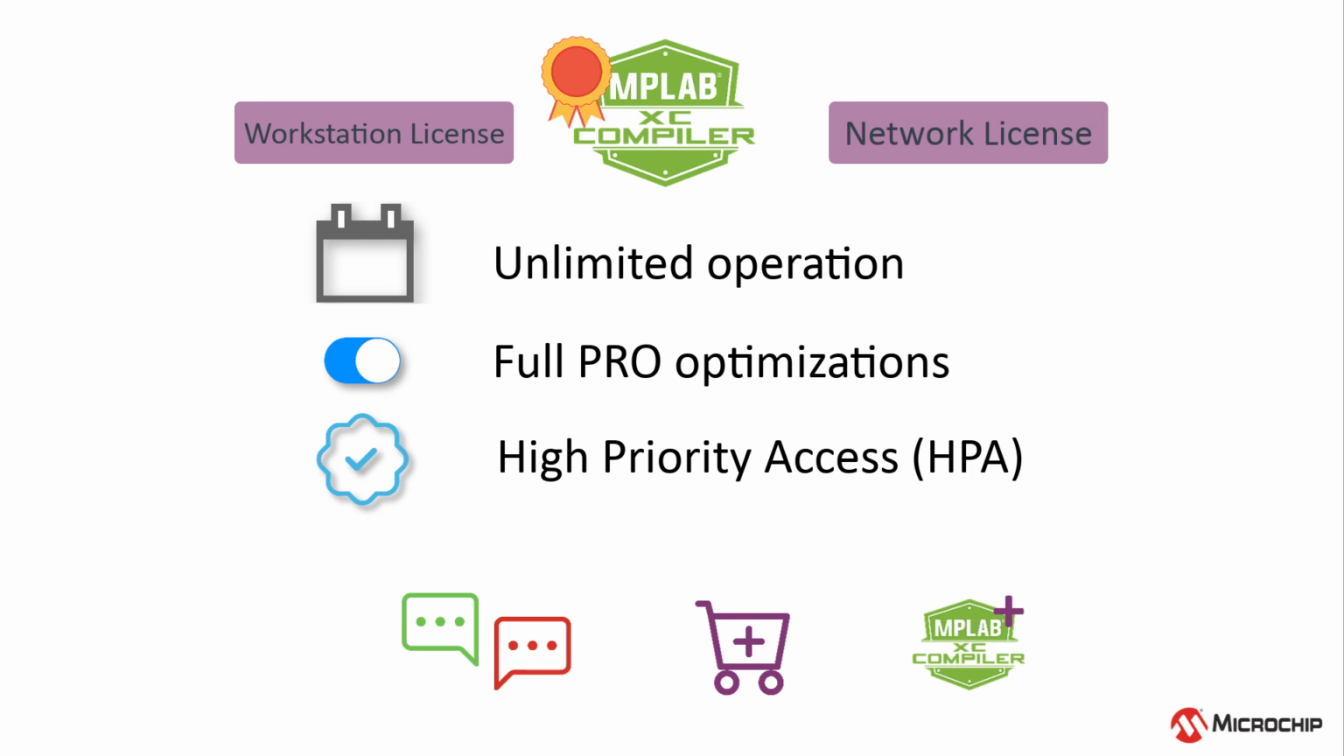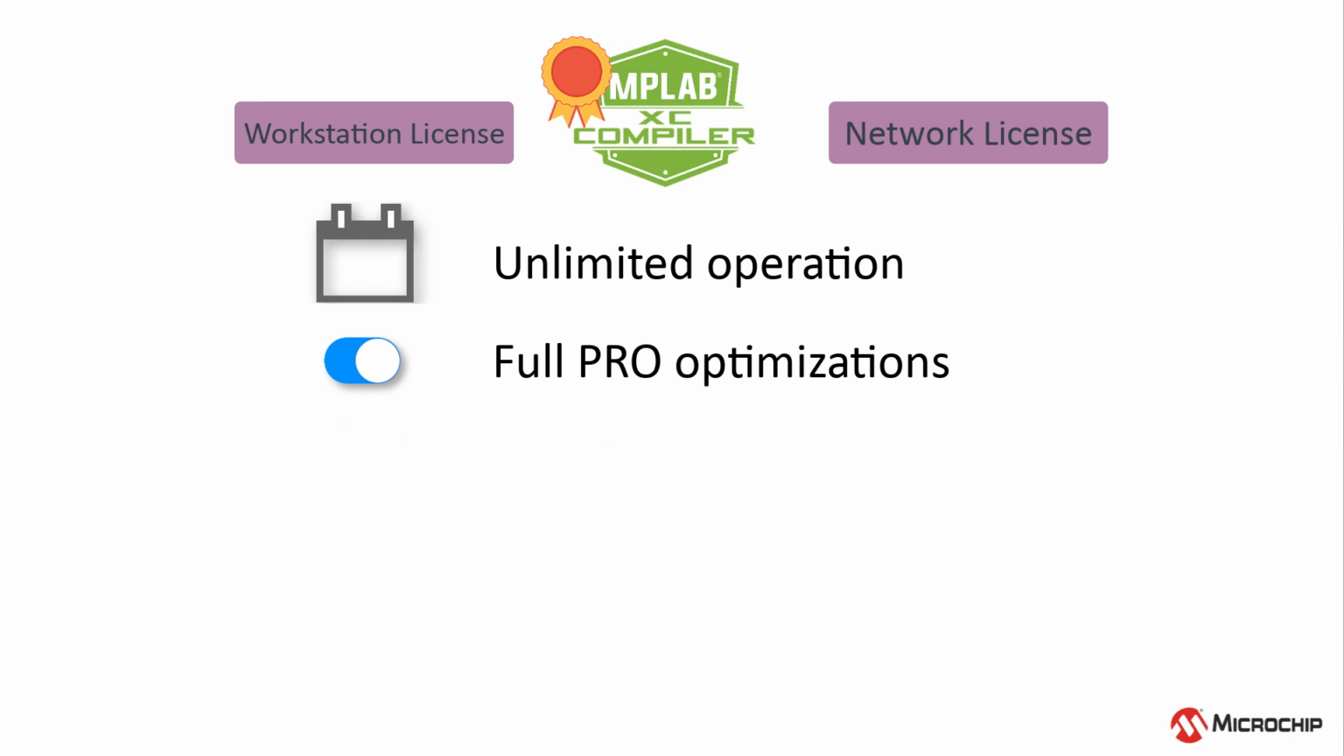The HPA service can be extended for an additional 12 months by purchasing an HPA renewal. If HPA lapses, these entitlements are lost. However, you can still use Pro optimizations with any compiler version that was released before the HPA expired.